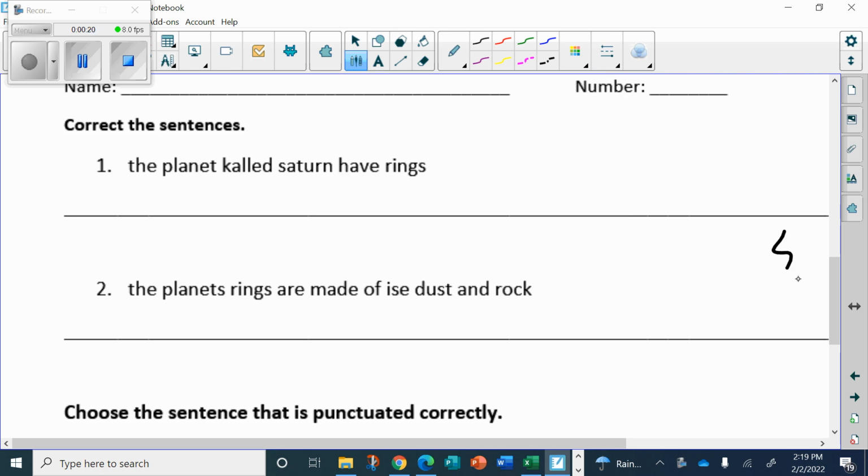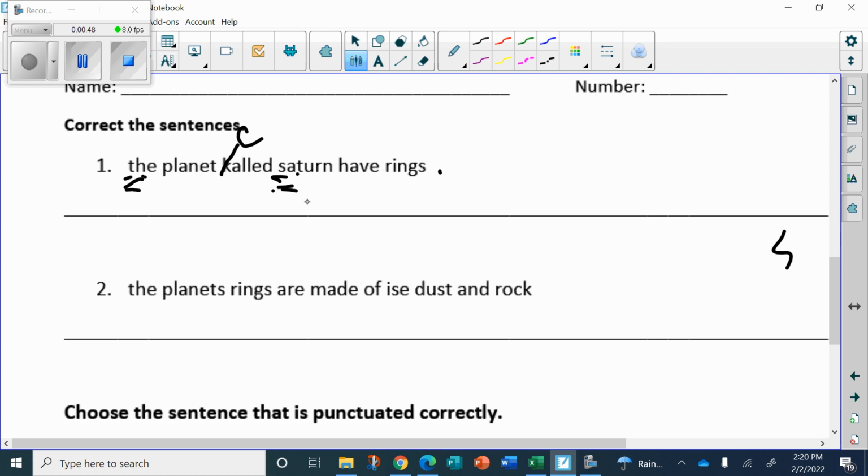There we go. The, capitalize the beginning of the sentence. Always, always, always put a period at the end. It's a declarative sentence. The planet called Saturn. Well, we know that called is spelled with a C. C and K both have the K sound, but here it has the C. Called Saturn. We are going to capitalize the planets. We capitalize the planet Saturn.